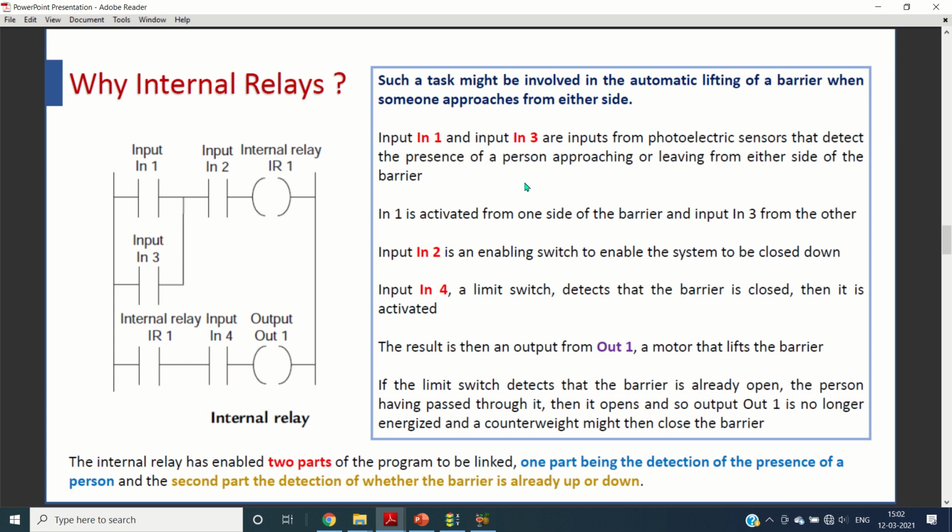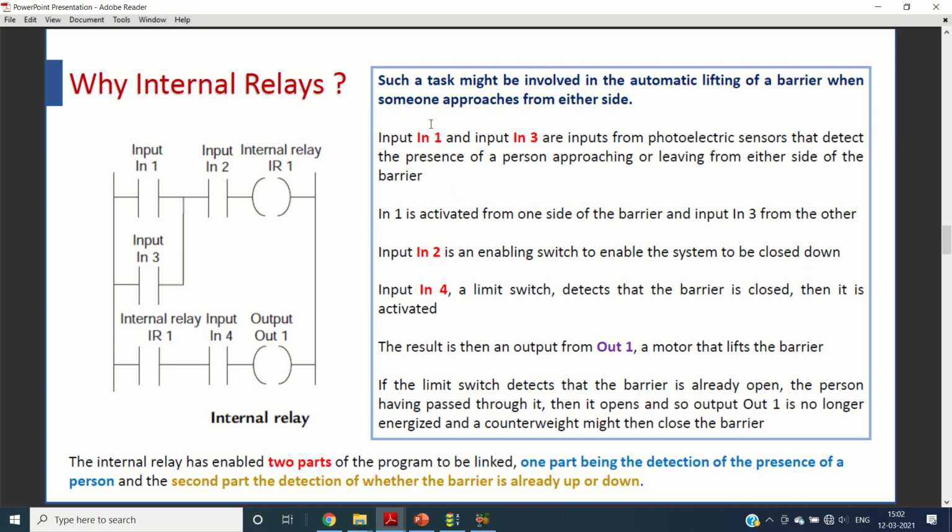Now one thing is for sure, that here there is only one output. The output is one motor that lifts the barrier. You have only one motor that lifts the barrier, and that is the only output in this circuit. But now you can see that this motor is having several input conditions that are to be considered. Number one is input 1 and number 2 is input 3. I have done the nomenclature arbitrarily.